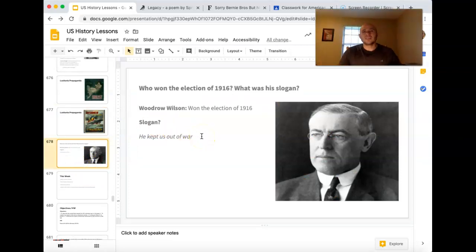So, the election of 1916, Woodrow Wilson won a second term in office, and his slogan was, "He kept us out of war." But would that continue to be the case? Would we continue to stay neutral in this war? Well, we'll find out next week.